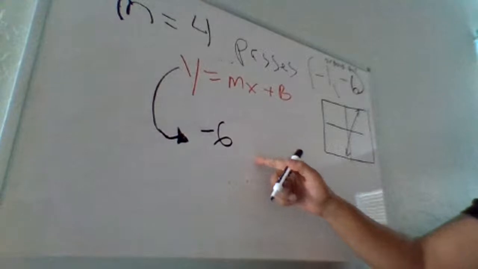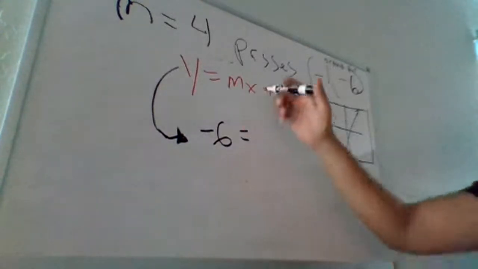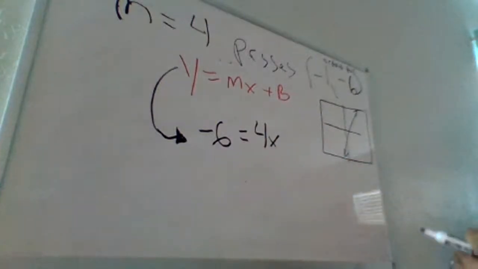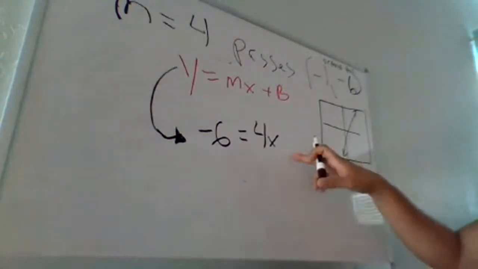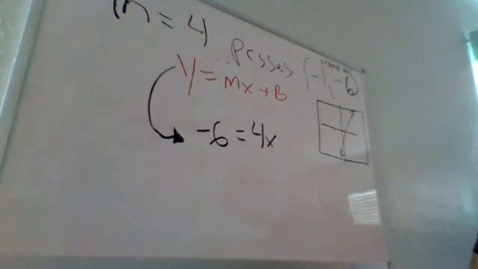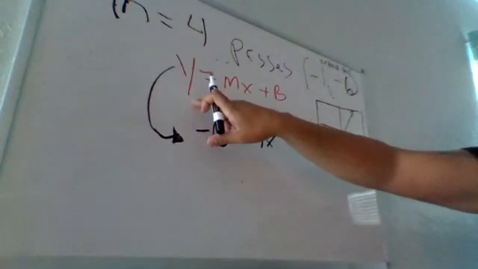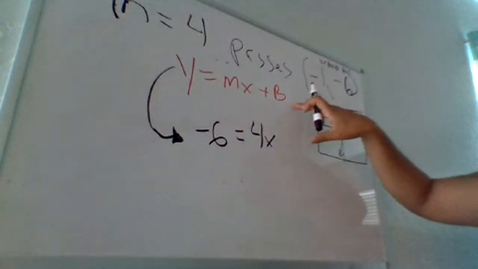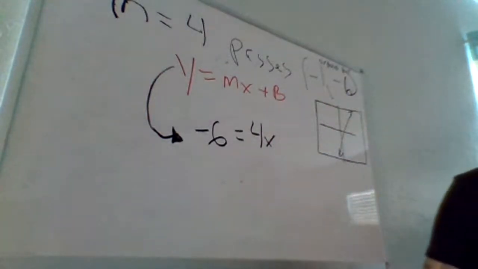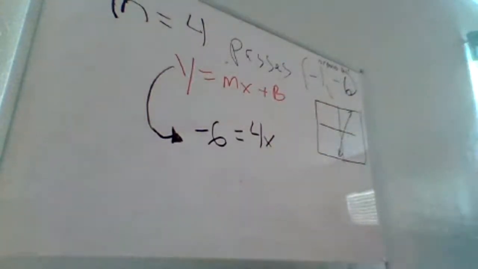Okay, so you know it's going to be -6. We know the slope is 4. Now, we don't actually know about the b, right? So we know where it crosses the y-axis, but we don't actually know about the x-axis yet. Does this make sense so far?